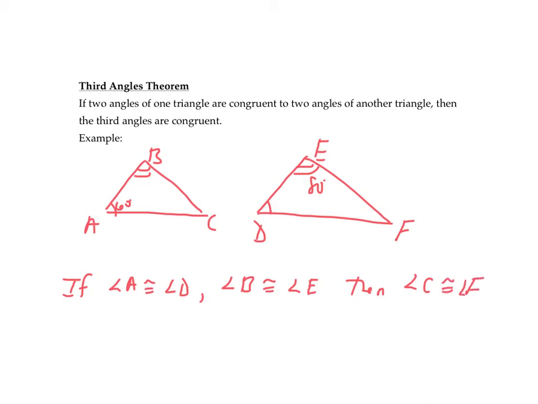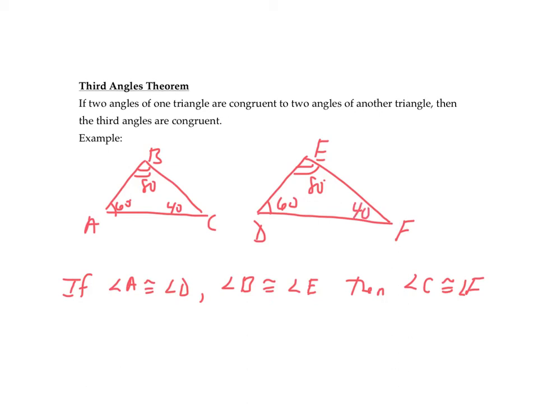Now here's why. If angle A and angle D are congruent to each other, and we know that angle A is 60, then angle D has to be 60. If angle B is congruent to angle E, and angle E is 80, then angle B has to be 80. Now if you notice, in both triangles we have two angle measures given, so we can find the third, because we know that the three angles in a triangle have to add up to 180 degrees. So that leaves angle C at 40 degrees and angle F at 40 degrees.